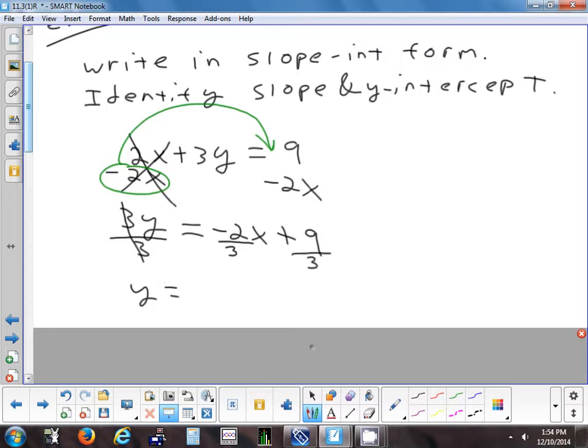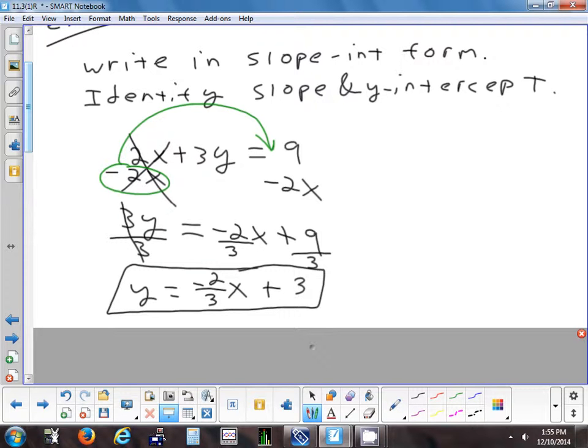Again, guys, that's the whole reason why we divided everything by 3, because we want to get that y by itself. How about my slope? Is there anything I can do there to reduce it? Does 3 go into negative 2? Nope. Then that fraction is as simple as it can be. How about 9 divided by 3? That's 3. So there's your equation: y equals negative 2/3 x plus 3.